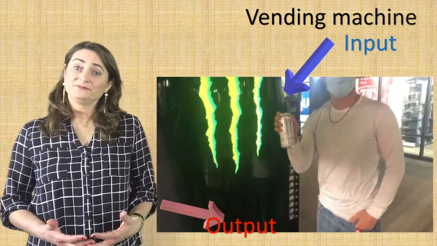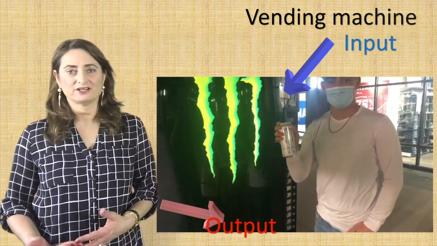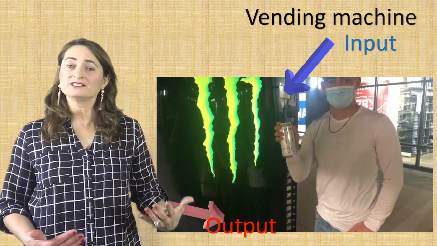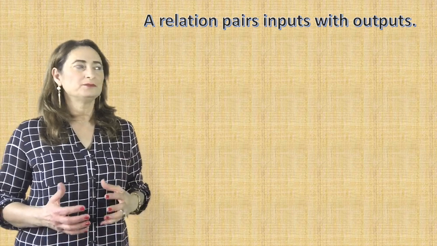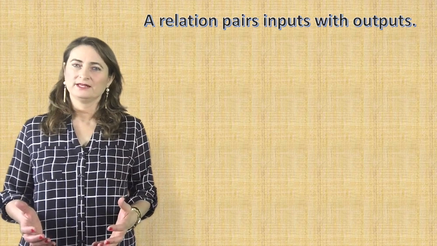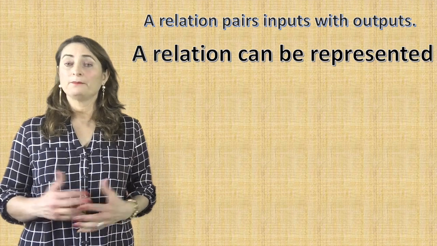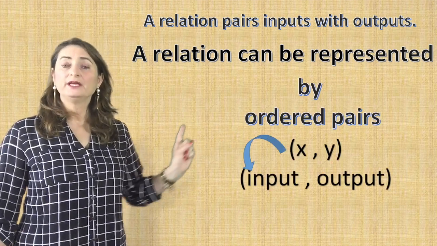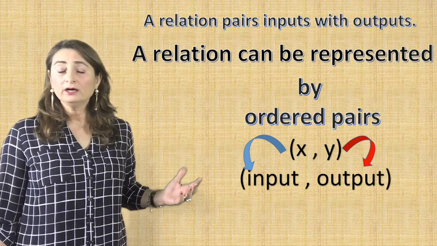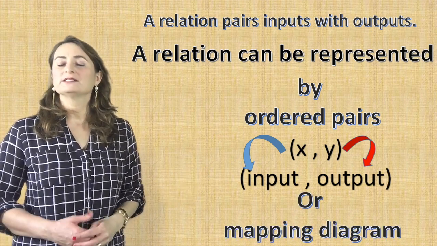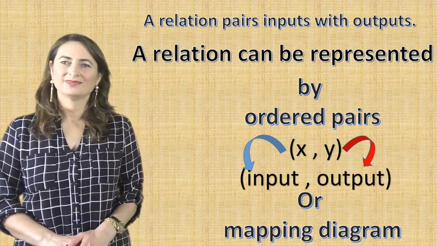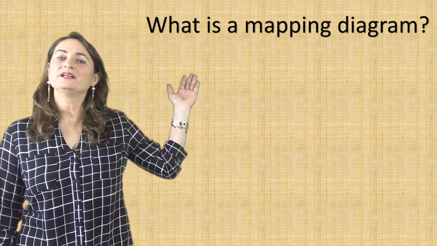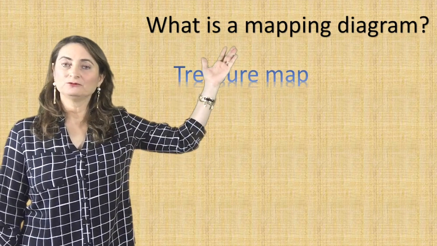In today's lesson, we will discuss relations and functions. Let's start with relations first, using the input and output just like the vending machine. A relation pairs inputs with outputs, and the relation can be represented by an ordered pair, X and Y, where X is the input and Y is the output. Or it can be represented by something called a mapping diagram. So what is a mapping diagram? To understand that, let's think about a treasure map, because mapping works just like a map.